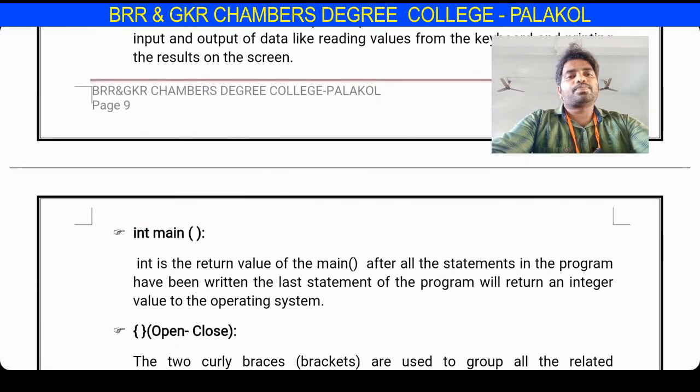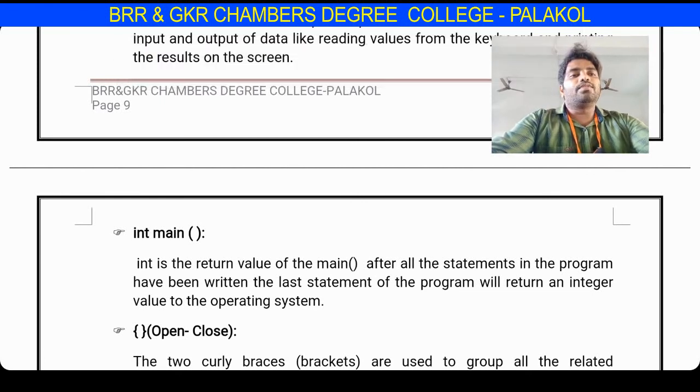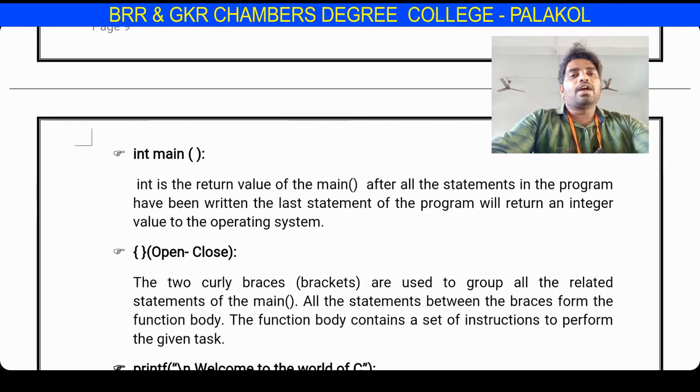Okay, next, the main function. The last statement of the program written in main returns an integer value to the operating system. Curly bracket open and curly bracket close: the two curly brackets group all the related statements of main, and all statements between the braces form the function body. The function body contains a set of instructions to perform the given task.